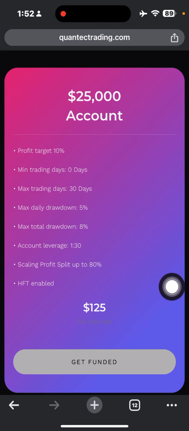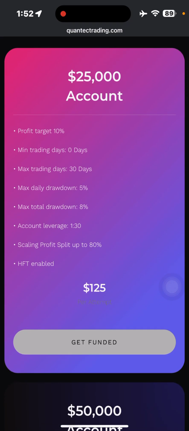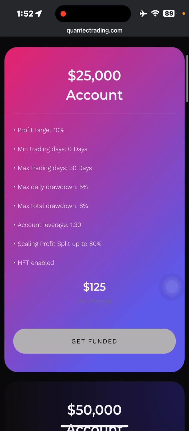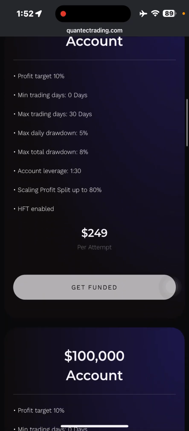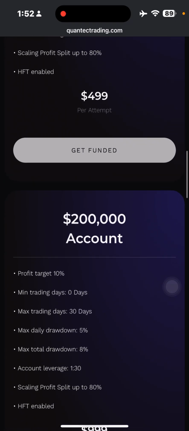HFT means high frequency bot. What does high frequency bot mean? These are bots that execute trades in milliseconds to 1 second. They are very, very fast to open trades. It's not the kind of bot that opens a trade and then closes it after 1 hour or 30 minutes. They execute trades very fast, in milliseconds. If you don't want to go for 25K, you can go for 50K. The same rules apply for all accounts.